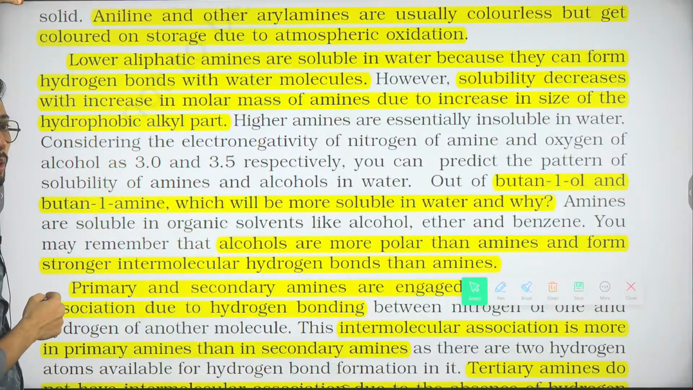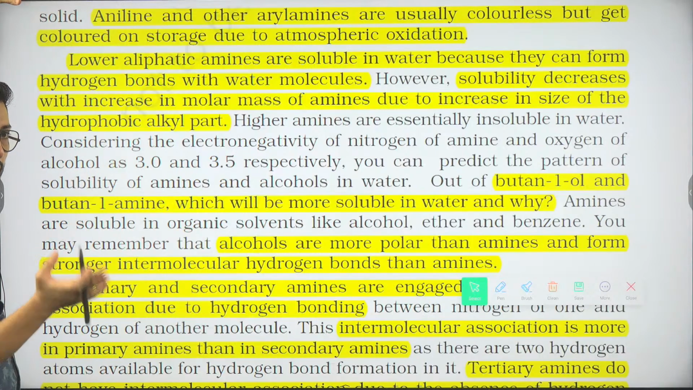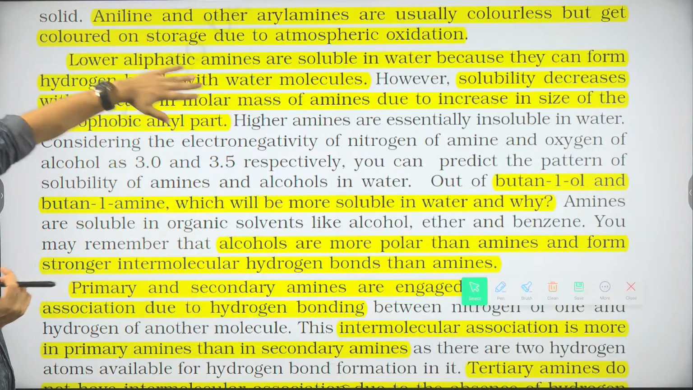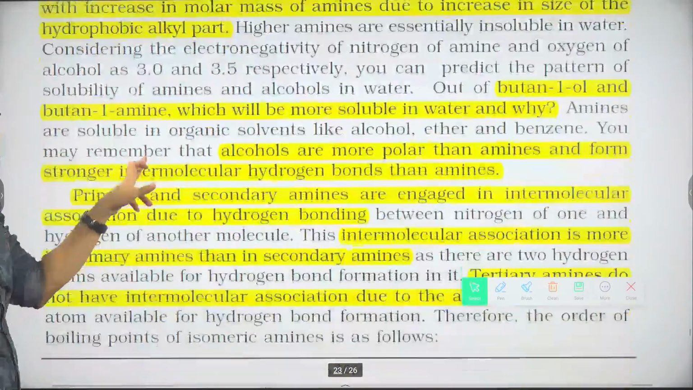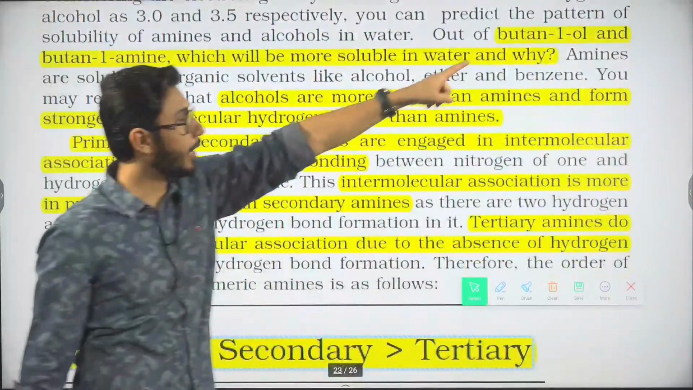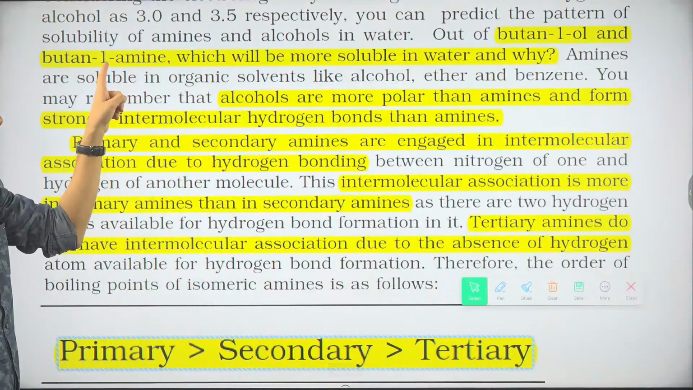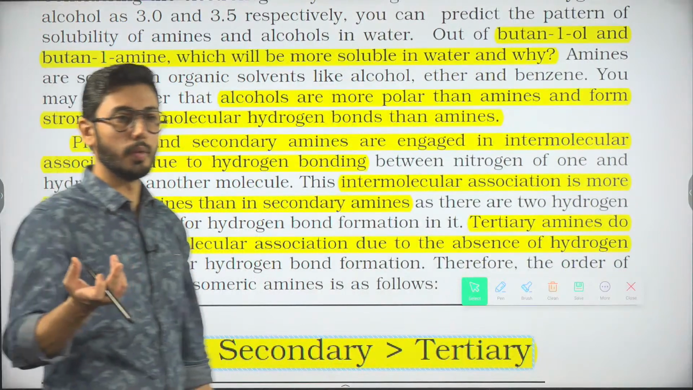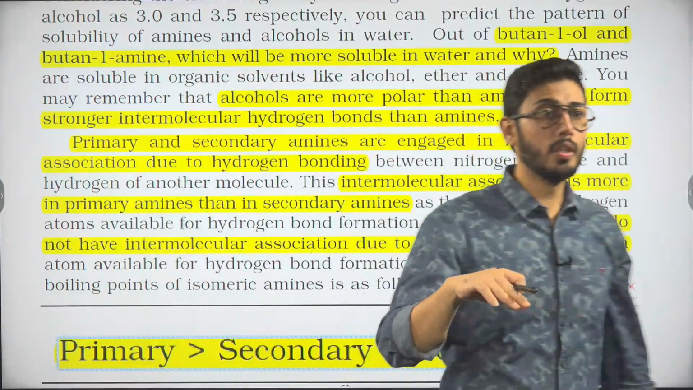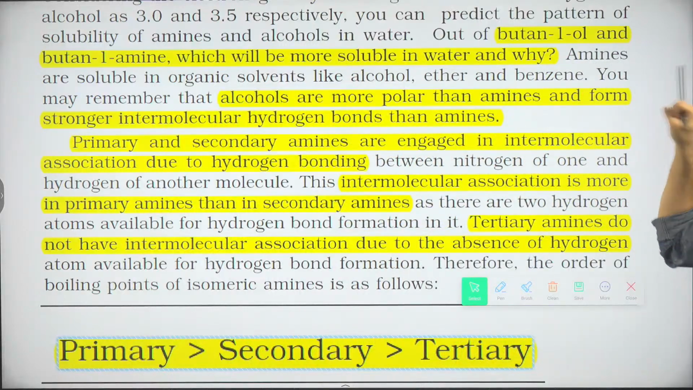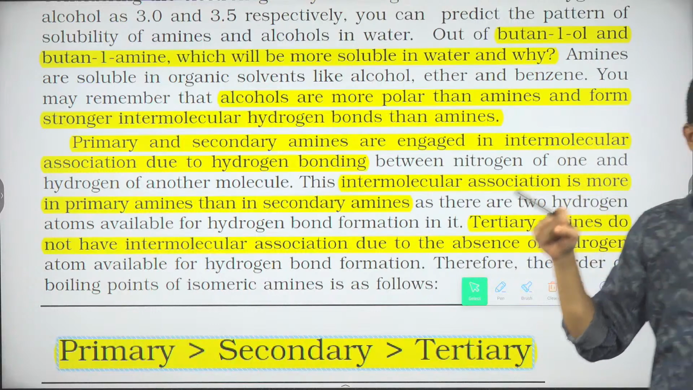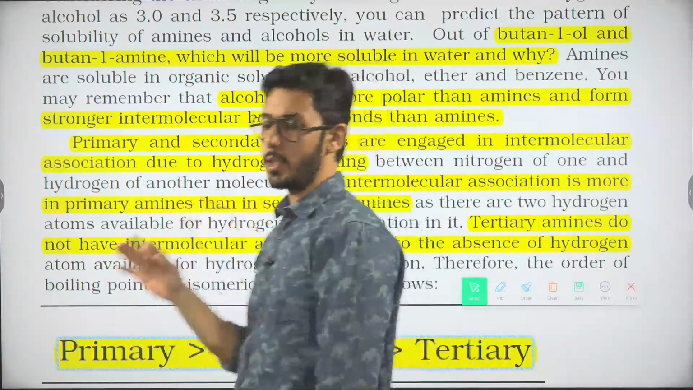Next part, lower aliphatic amines are soluble in water; the reason is the H bonding they form with water. As the hydrophobic part increases, solubility decreases. An example can be important: butan-1-ol and butan-1-amine, which will be more soluble? Butan-1-ol is more soluble. Why? Alcohols are more polar than amines and form stronger intermolecular H bonding.